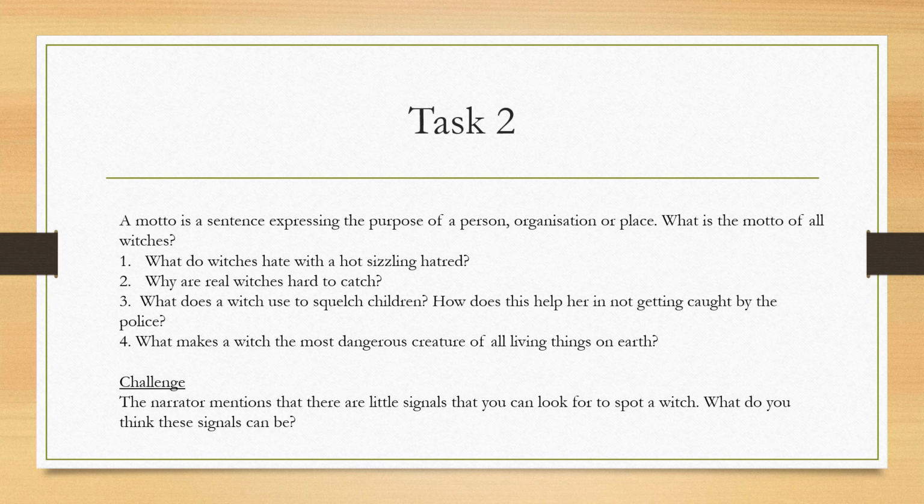It says, the narrator mentions that there are little signals that you can look for to spot a witch. So another word for signal is a sign. So you need to go back to that part on the video and have a little look. What are the ways in which you can spot witches? Okay, and I want you to make a little list of those because there are lots of different ways that you can spot them.